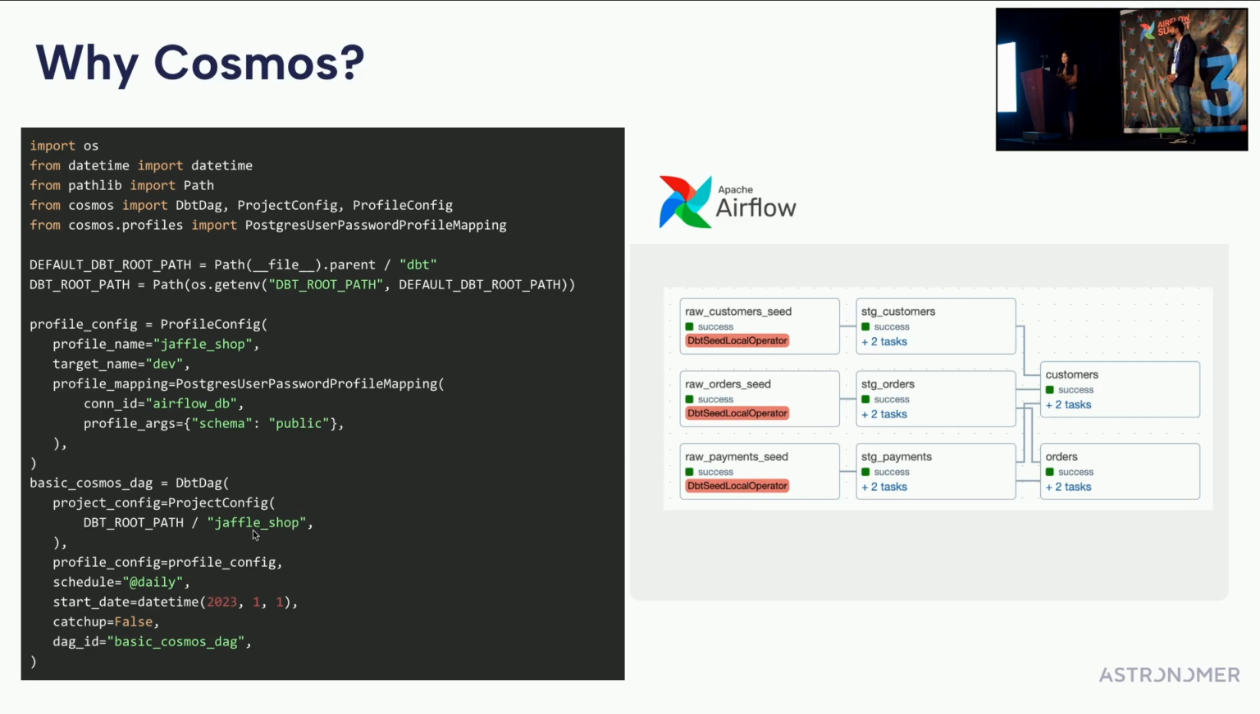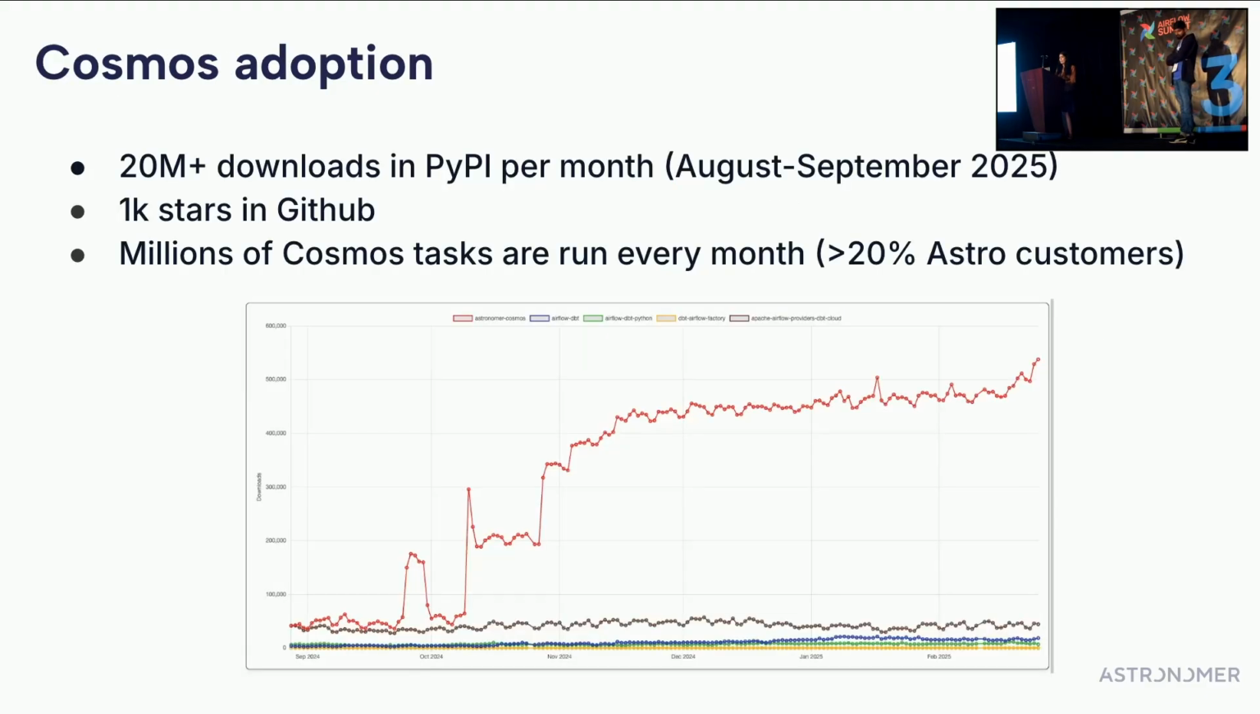This DAG could be pointing to this simple project, or it could be pointing to a dbt project of 1,000 nodes. The DAG wouldn't change, but the topology changes, so it dynamically generates DAGs. From an adoption perspective, we have 20 million downloads every month. It is the most popular tool to run dbt-core in Airflow among the open source tools.